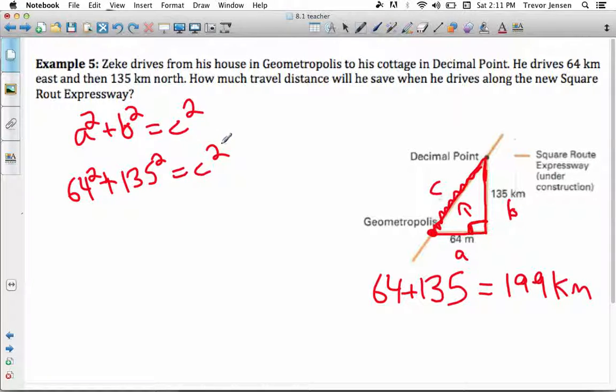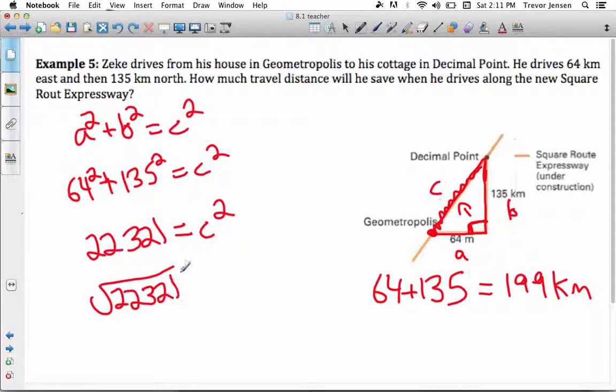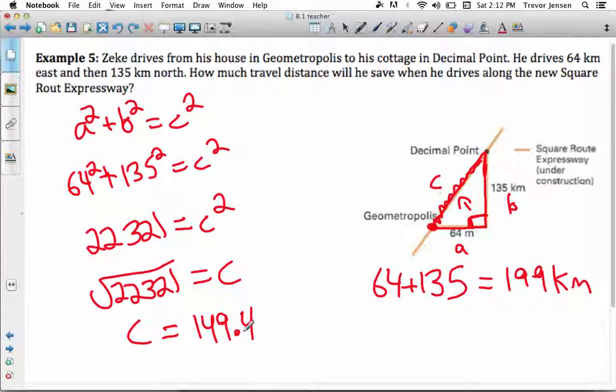Now you can plug in 64 squared plus 135 squared on your calculator and get 22,321 is equal to c squared. Now isolate the c by square rooting the other side. I get the square root of 22,321 is equal to c, and now I'll actually evaluate that and round it to the nearest tenth, so I'll get c equals 149.4. Good, so if he takes the new square root expressway, he's only going to travel 149.4 kilometers.